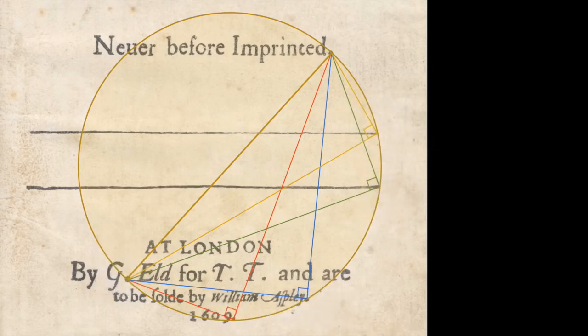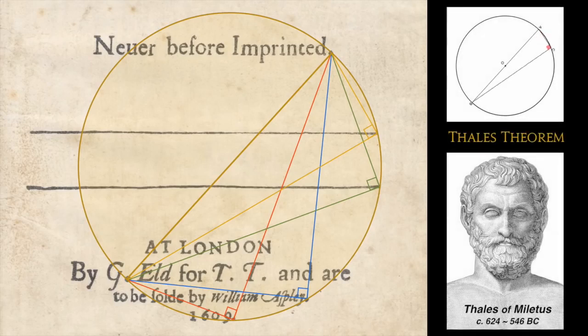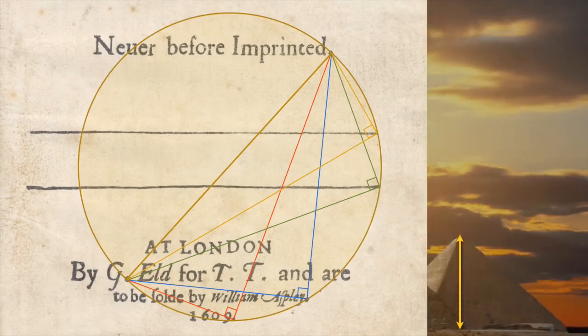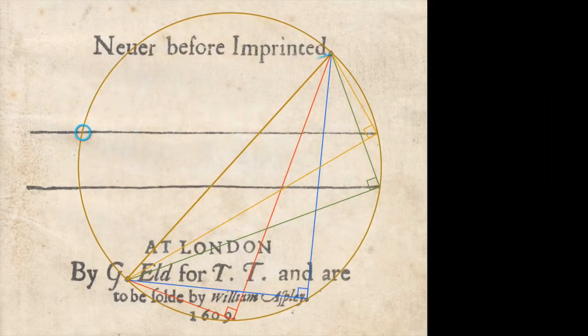This is a visual representation of something called Thales' theorem, named after the Greek philosopher who scholars believe was Pythagoras' mentor. But Thales is best known as the first person to measure the height of the Great Pyramid of Giza, and he did it using the geometry of right angle triangles. Now let's complete the image by connecting the 2 remaining intersections between the circle and the horizontal lines here and here.